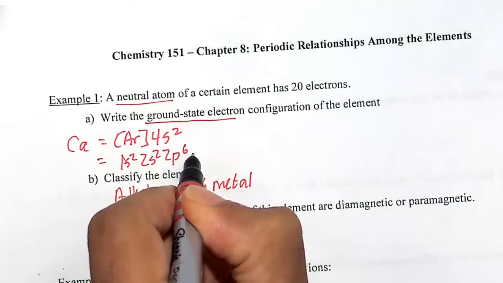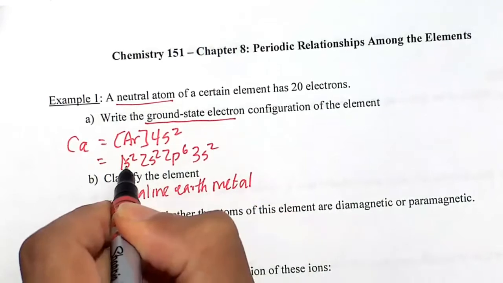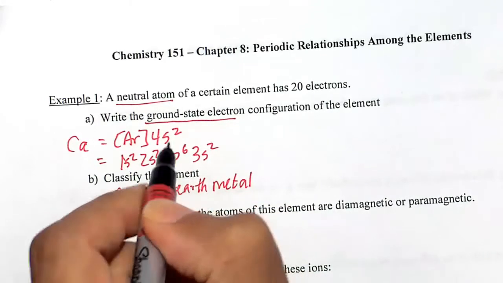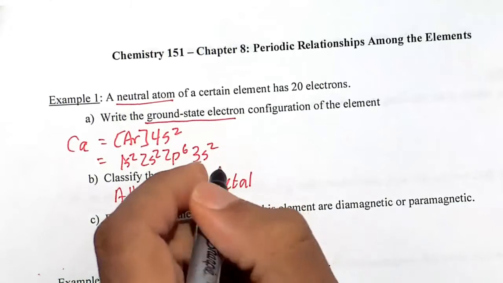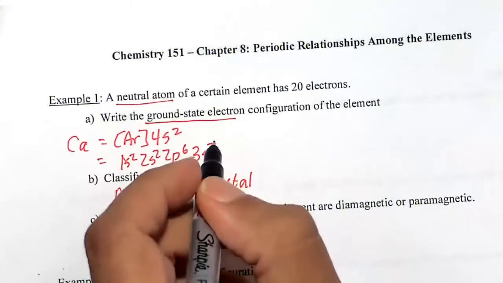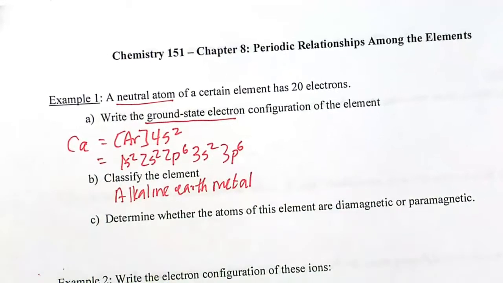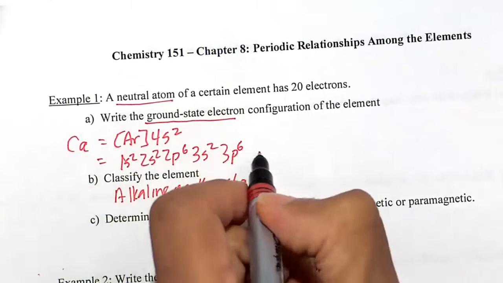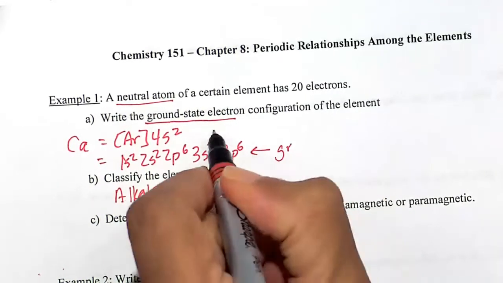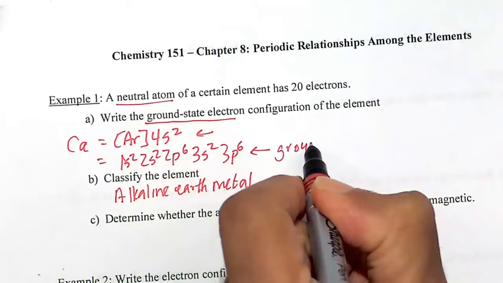Remember, the electrons are going to march in a very specific order. First 1s, then 2s, then 2p. After they fill 2p, they'll fill 3s. And then after filling 3s, they're going to fill 3p. And then 4s2 is left behind, and that represents calcium. So this is the ground state shown here, and then shown above is the condensed state.